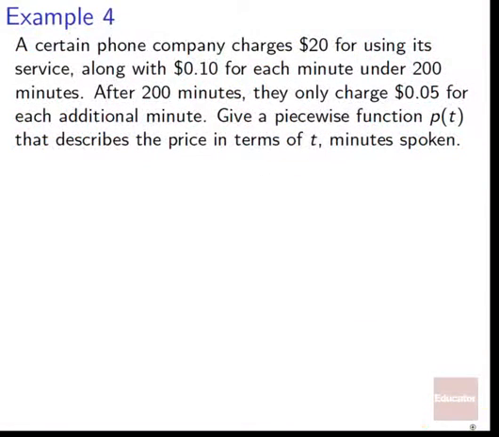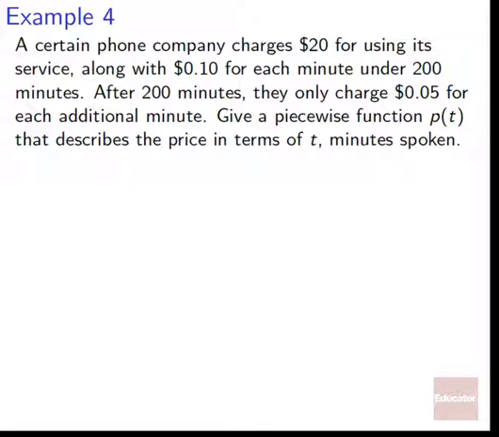All right, final example. A certain phone company charges $20 for using its service along with 10 cents for each minute under 200 minutes. After 200 minutes, they charge 5 cents per each additional minute. Let's give a piecewise function, p of t, price in terms of t, that will describe the price in terms of t, the minutes spoken. So t is the minutes spoken.